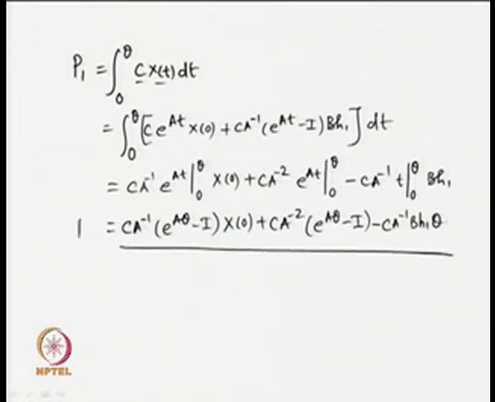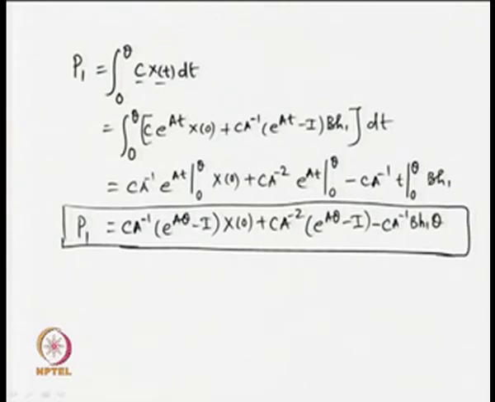P1, let me repeat once more, the part of the area of the output signal given by P1 is given by the expression P1 equals c A inverse (e^(a theta) minus I) times x(0) plus c A to the power minus 2 times (e^(a theta) minus I) minus c A inverse b h1 theta.